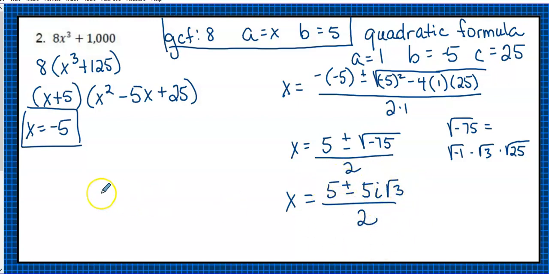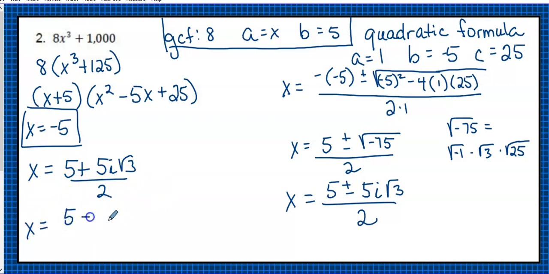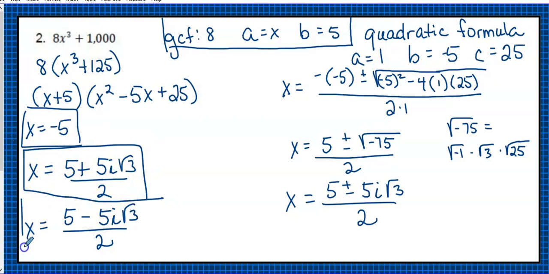You could leave it like this, or you could take this and say, okay, this is x equals 5 plus 5i root 3 over 2, and x equals 5 minus. So all I'm doing is taking this plus and minus and separating them. So those are your complex conjugates again. So those are your three roots with your conjugate pair.